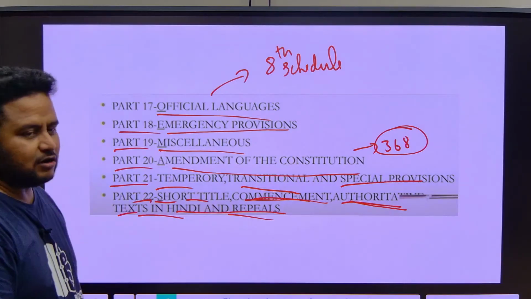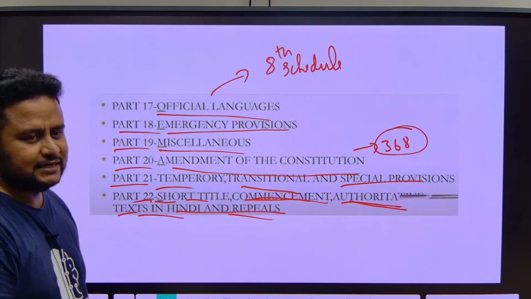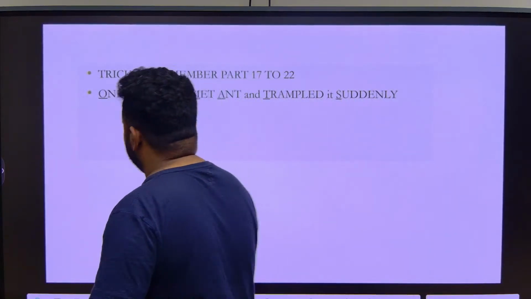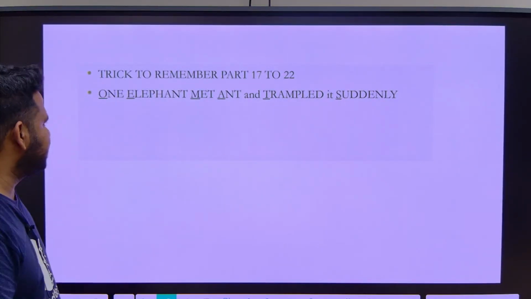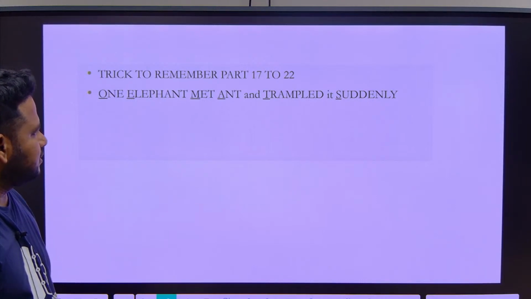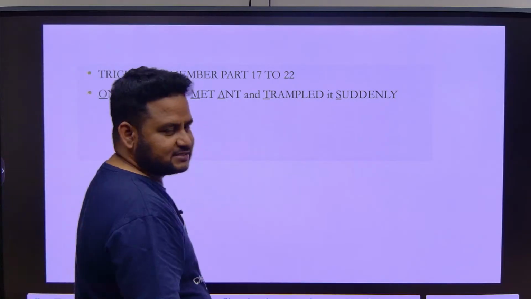So, we have learned all the parts. Now we have to remember the trick from Part 17 to 22. What is the trick? All of you read loudly. Trampled it suddenly. Trampled means stamped on it.